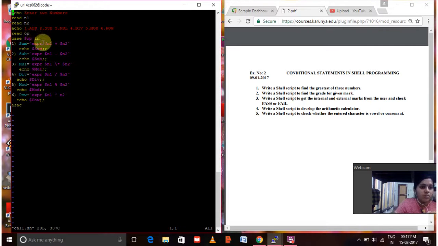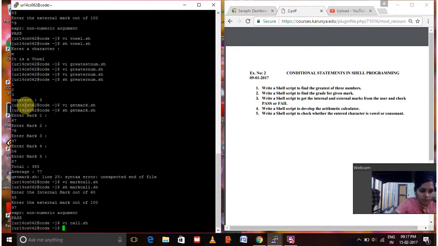The operation is read, and in the switch case we use it as operation. For sum, its expression is sum = n1 + n2, echo sum. The sum is printed, and the other cases go on like that. Since we are using the case statement, the switch case statement, we are ending it with esac. And now I'm running my program.